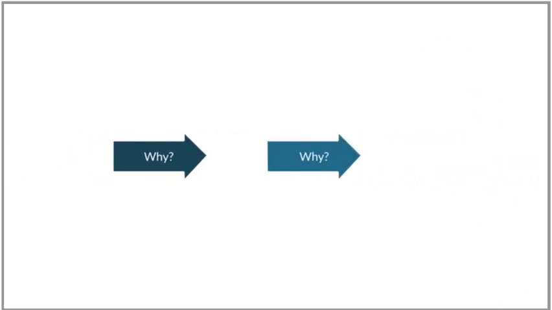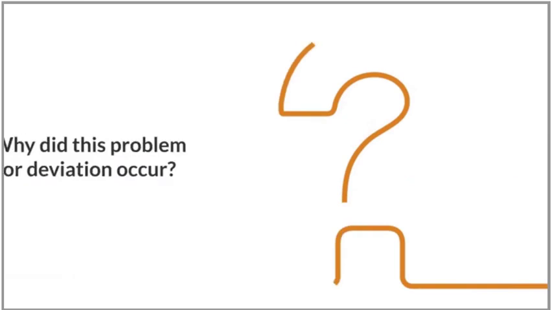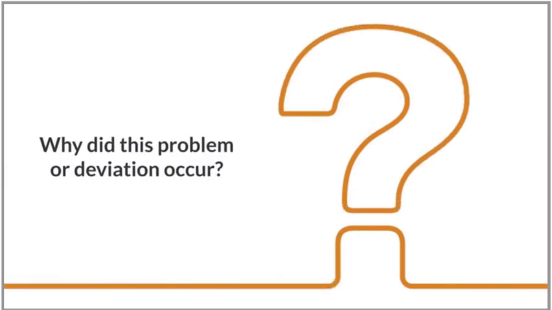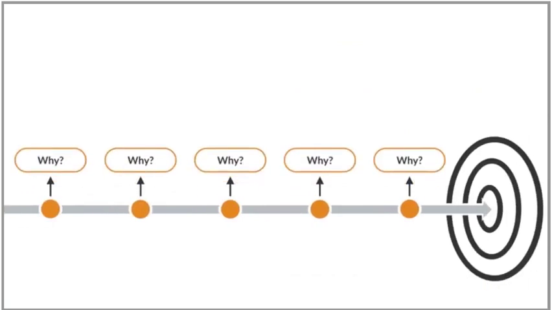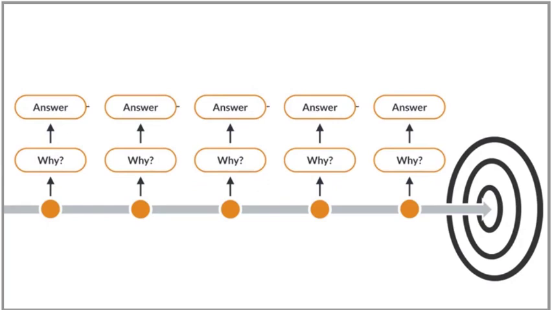The 5 Whys will typically start with the question, why did this problem or deviation occur? When you have the answer to this first why question, you ask a follow-on question that also begins with why, but uses the information provided in the previous answer. This is repeated until you understand the problem.